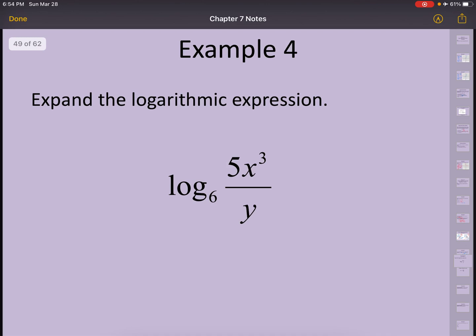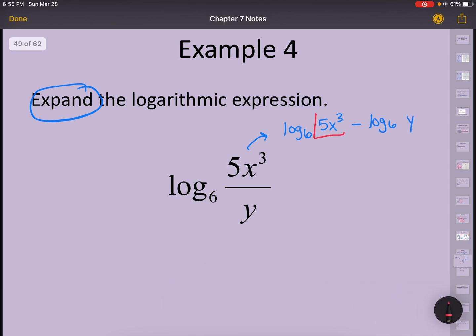In example 4, now we're going to expand, or make longer, this logarithmic expression. So I know log base 6 of 5x cubed over y. Right off the bat, I've got a fraction that I can separate using the quotient property, so we can do that first. So the same log base 6 of 5x cubed minus log base 6 of y.